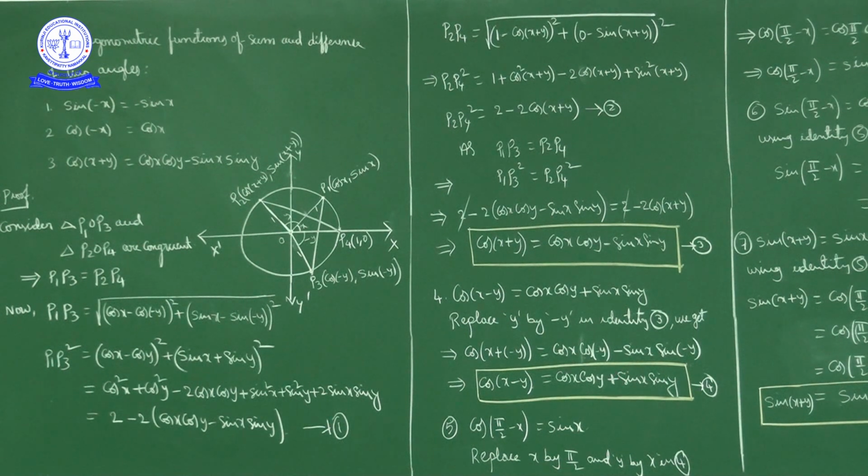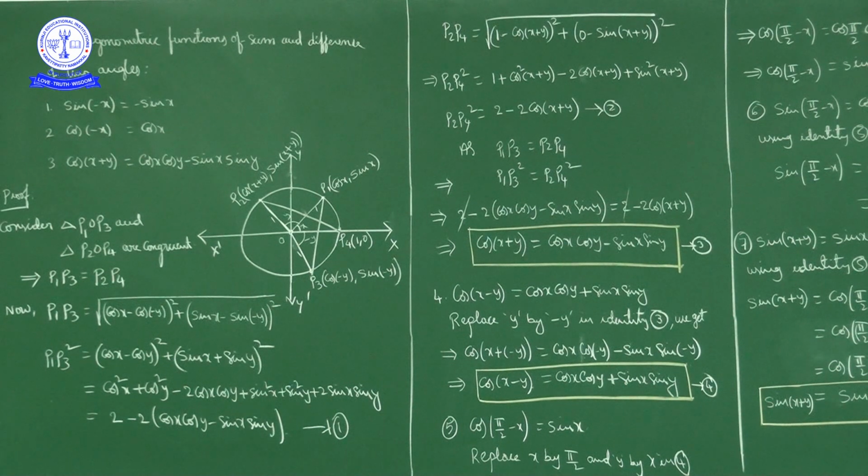When we have the cos of a sum or difference of two angles, we get both cos terms and both sin terms: cos x cos y and sin x sin y. When x plus y, here plus, here it will be minus. Suppose here minus, here it will be plus. Cos x plus y formula is cos x cos y minus sin x sin y. Cos x minus y formula is cos x cos y plus sin x sin y.